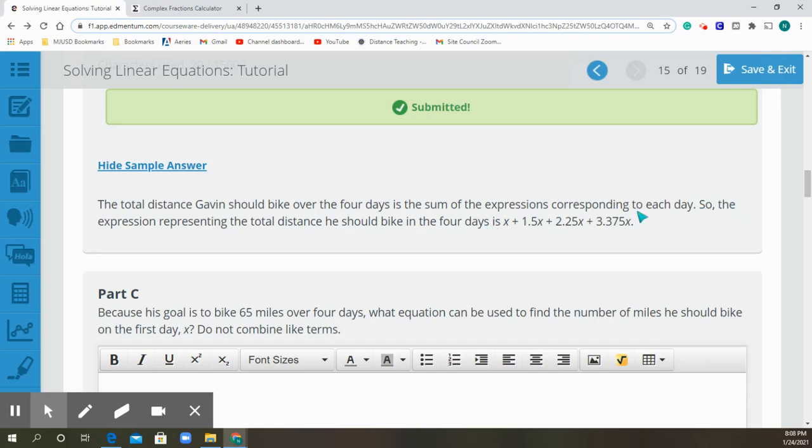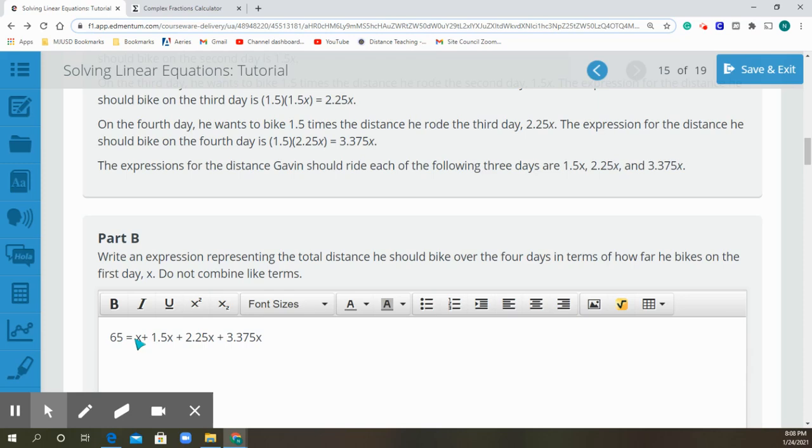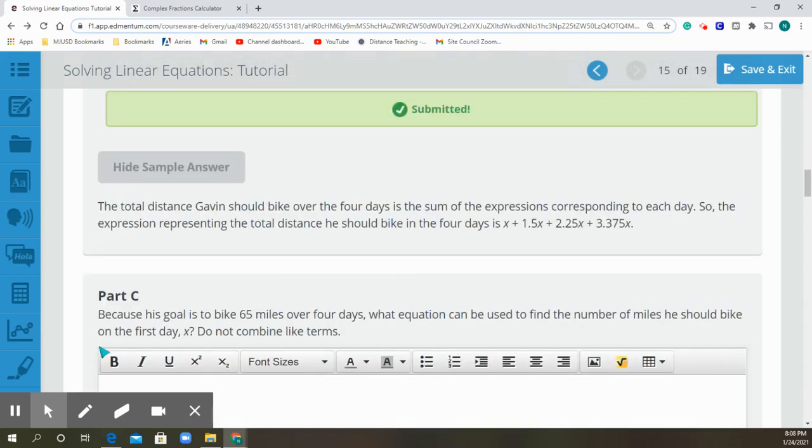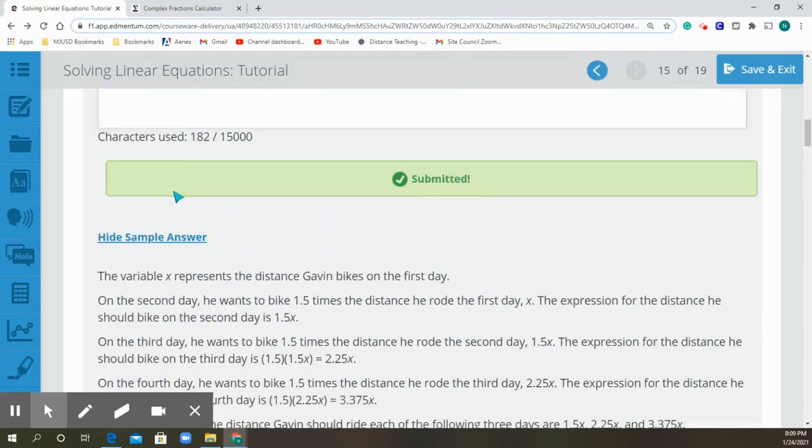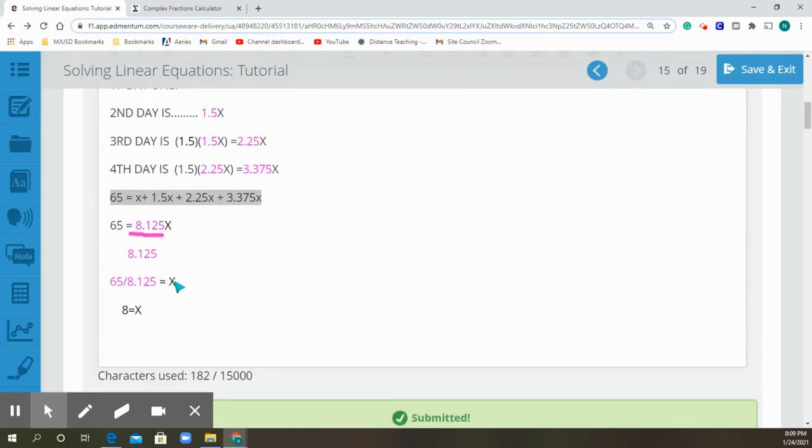Yep. So the expression representing the total distance of 4 days is just that. Because he's going 65 miles, what equation can we use? 65 equals x plus 1.5x plus 2.25x plus 3.375x. We did all of that up here.